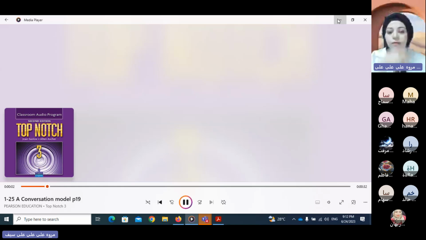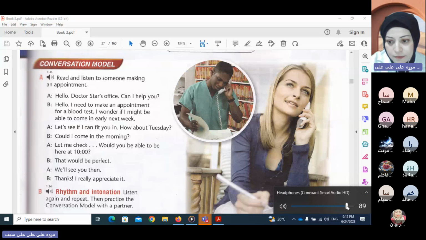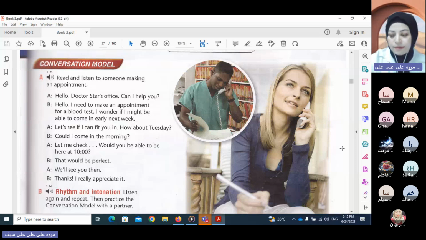Conversation model. Exercise A. Read and listen to someone making an appointment. Hello, Dr. Starr's office. Can I help you? Hello. I need to make an appointment for a blood test. I wonder if I might be able to come in early next week. Let's see if I can fit you in. How about Tuesday? Could I come in the morning? Let me check. Would you be able to be here at 10 o'clock? That would be perfect. We'll see you then. Thanks. I really appreciate it.